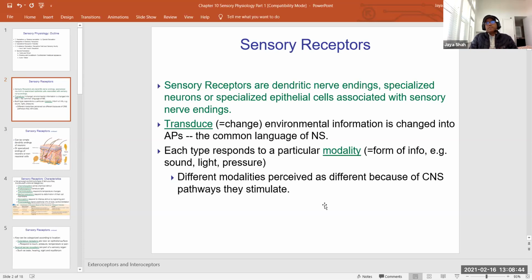So now the question comes. Let's imagine in our skin we have a touch receptor, we have a pressure receptor, and we have a pinching pain receptor. Three receptors are in your hand.